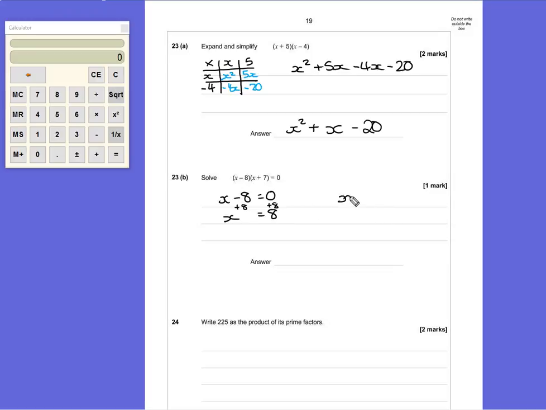Or the other option was that x add 7 equals 0. By subtracting 7 from both sides, we can see that x could possibly equal negative 7. Both of these solutions would create a 0 in one of the brackets, which when multiplied by the other side, doesn't matter what option comes out, you would always end up with 0. So the answer is x equals 8 or x equals negative 7.